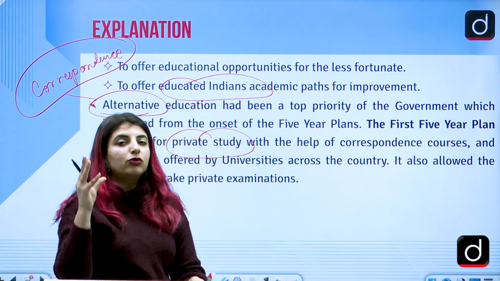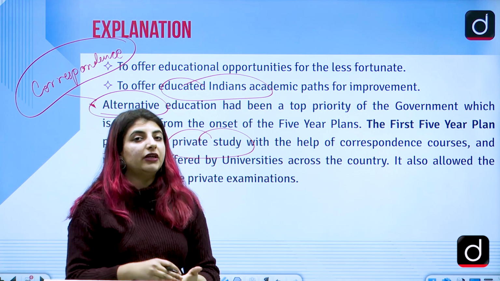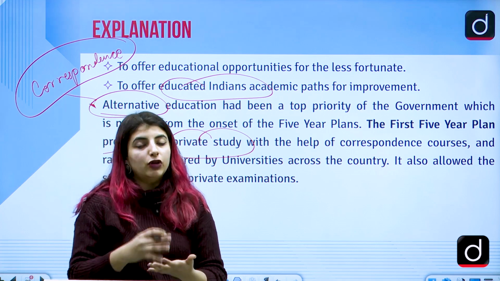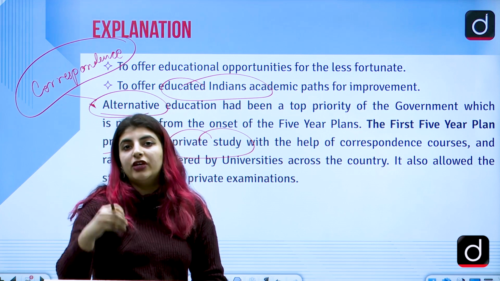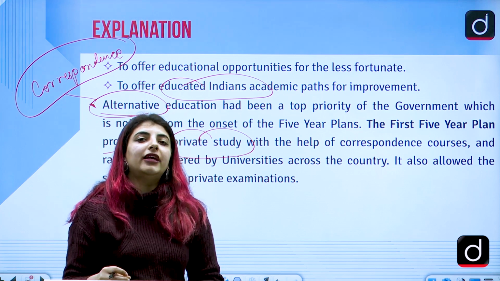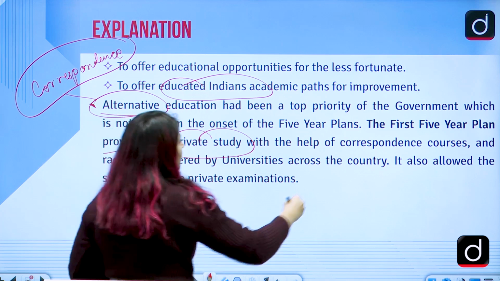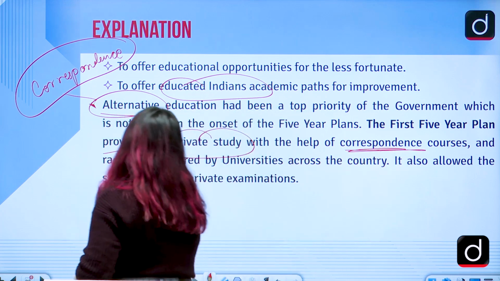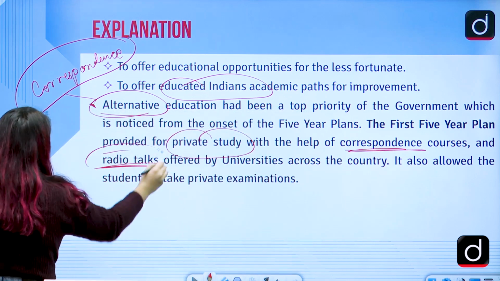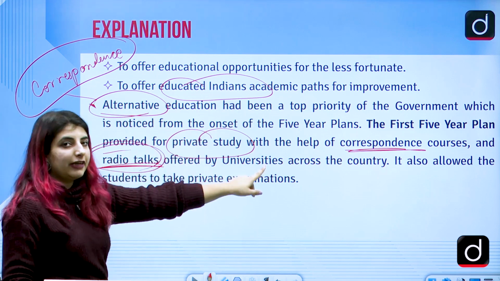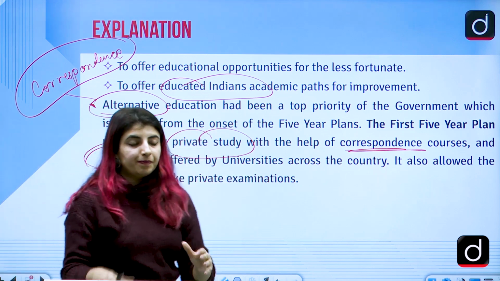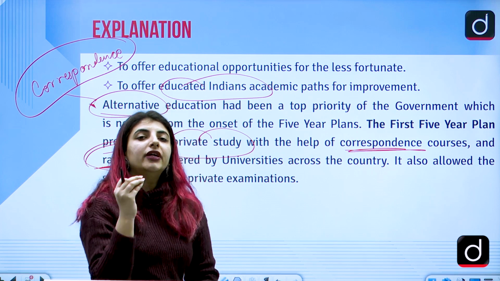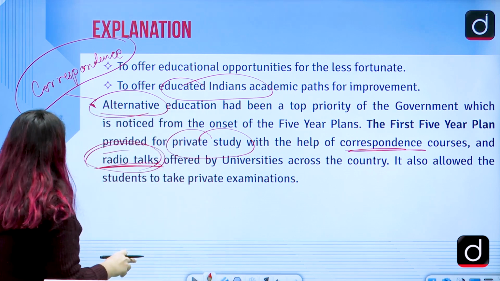universities. So yes, it was covering certain things which were required by the students for the higher education part. And how were they being provided? They were provided by the correspondence courses, radio talks. So if we talk about the first 5-year plan, education was given or imparted through the radio talks as well, right?